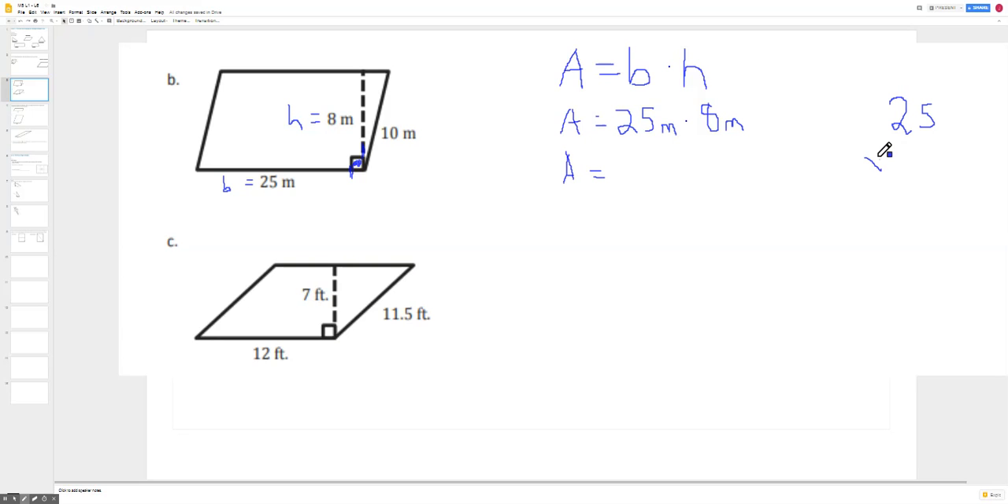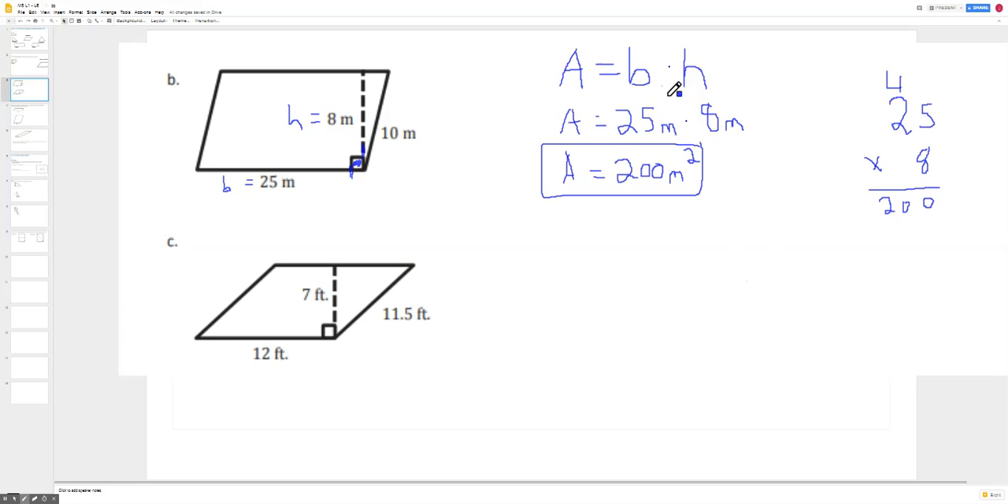25, remember, times 8 equals, well, 8 times 5 is 40. Carry the 4. 8 times 2 is 16 plus 4 is 20. So we have 200. And that makes sense because if I have 8 quarters, 8 25-cents, that is $2. So 200. And of course, we're talking about meters. Since we're multiplying meters together, that would be meters squared. All right, so there we go. There would be our answer to letter B.